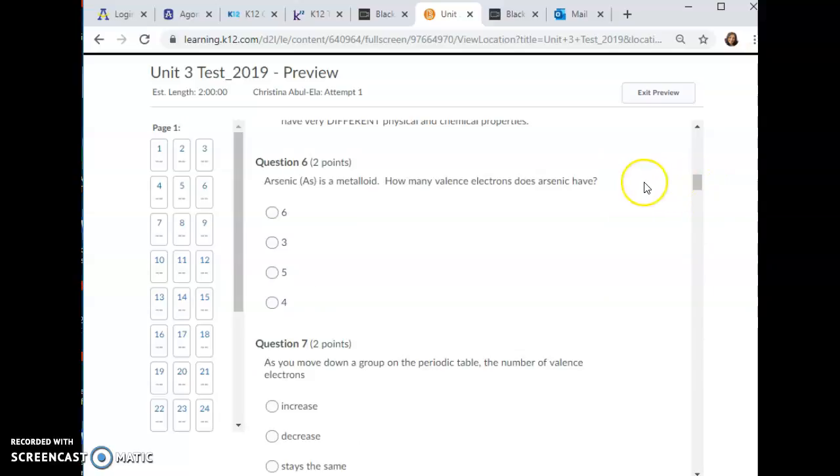Question 6. Arsenic is a metalloid. How many valence electrons does arsenic have? 6, 3, 5, 4.